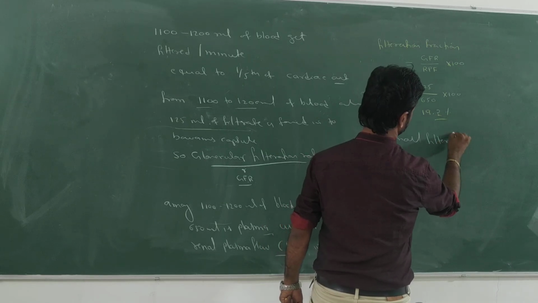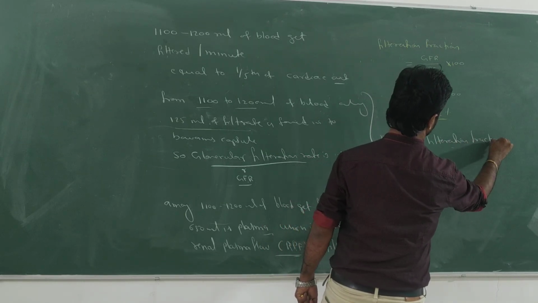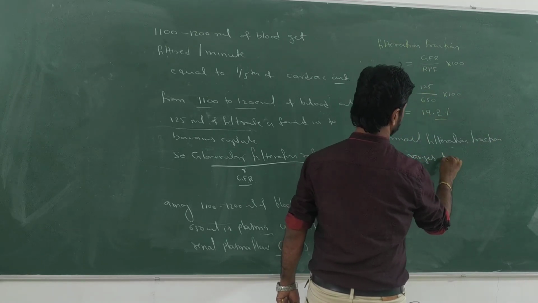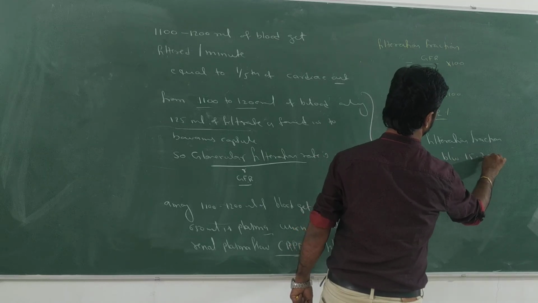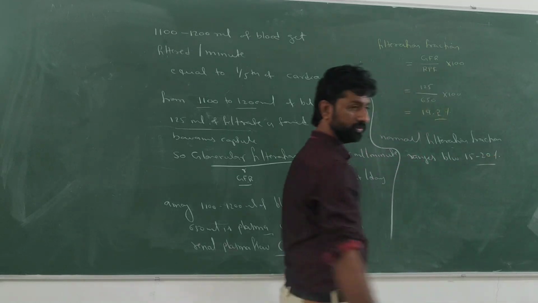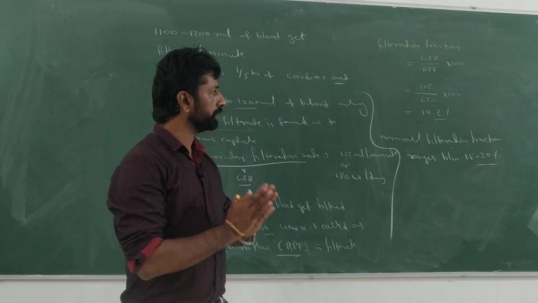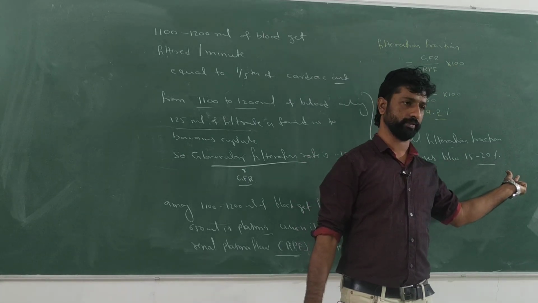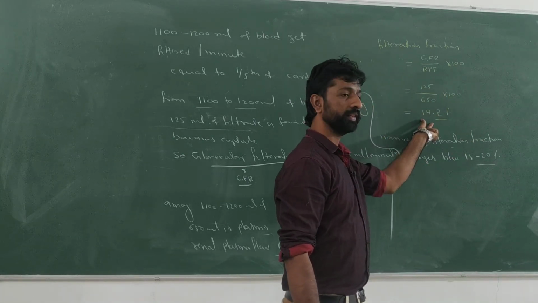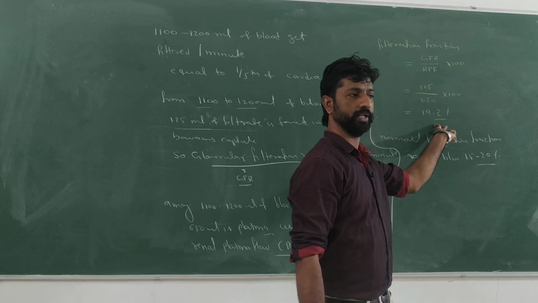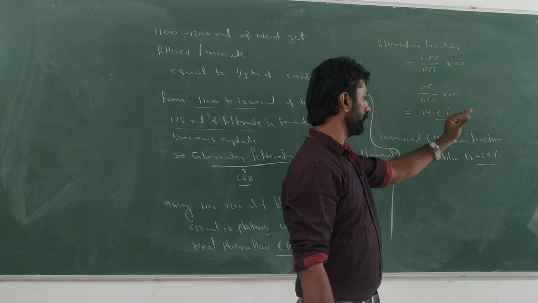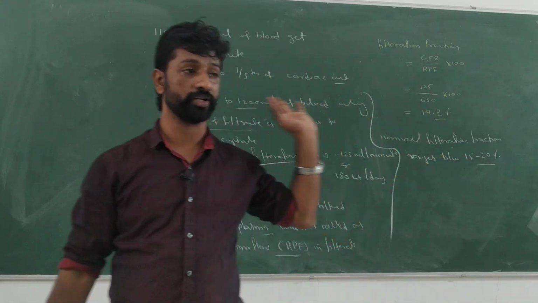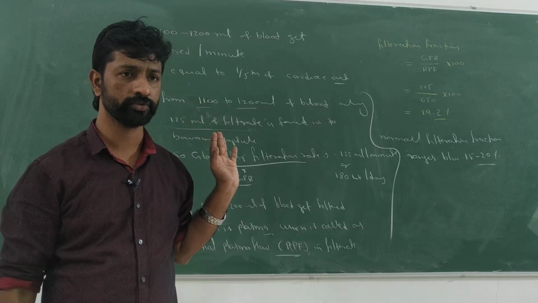Filtration fraction varies or ranges between 15 to 20%. Normal filtration fraction value ranges between 15 to 20%. See here how much we got? 19.2%. But it can vary between 15 to 20%. That represents the normal filtration fraction of the kidney. Any doubt in this one?